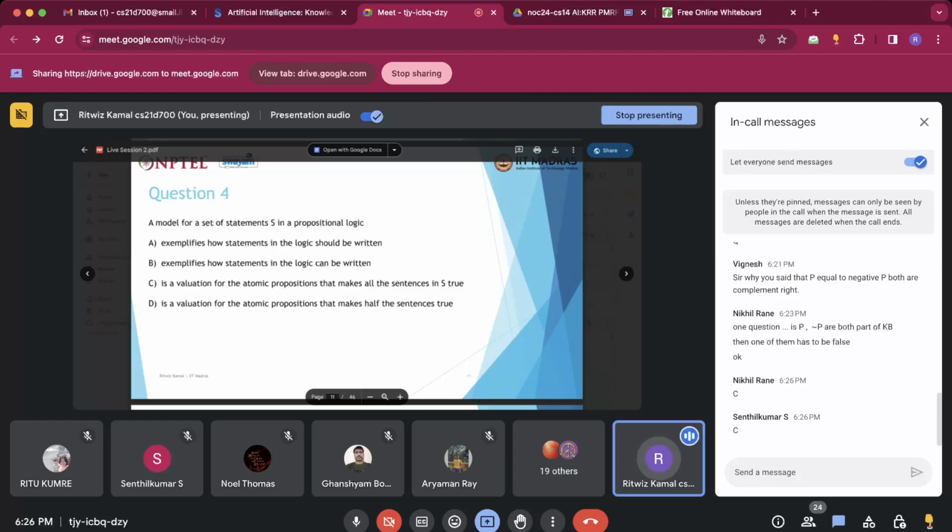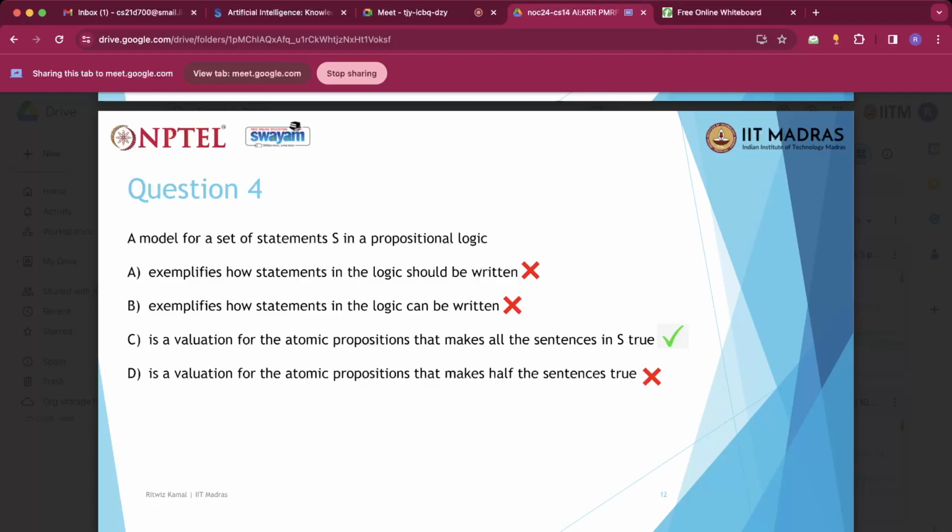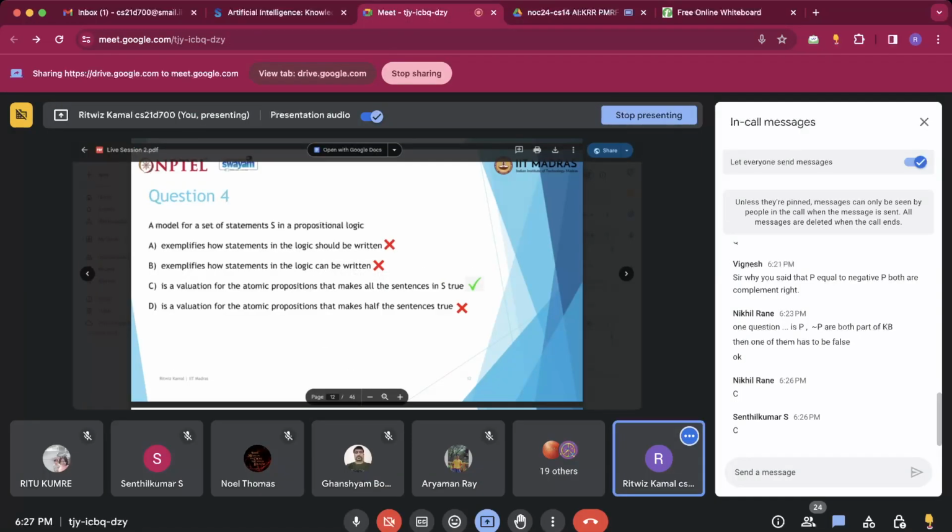Okay, so we already have a couple of answers. So yeah, you are correct. A model for a set of statements S in propositional logic is a valuation for the atomic propositions that makes all the sentences in S to be true. Okay, so the first option, if we have a look at that, it doesn't make sense. A model does not exemplify how the statement should be written. It also does not exemplify how the statements in logic can or should be written. It is also not a valuation of the atomic propositions that makes only a certain part or half or a fraction of the sentences to be true. Okay, if it makes all the sentences true, then we call it a model. Okay, this was straightforward, straight from the lecture slides.